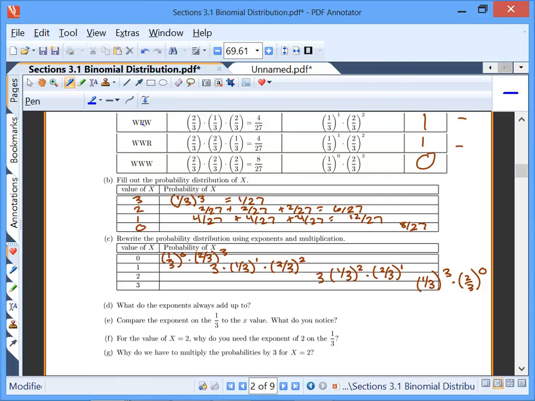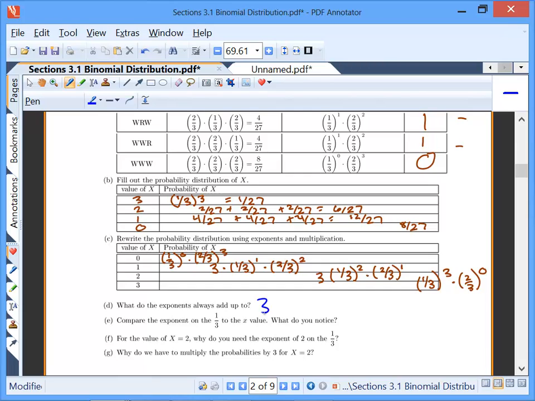So I want to ask you some questions to help you look for the patterns. So like, what do you notice that our exponents always add up to each time? 0 plus 3 is 3, 1 plus 2 is 3, 2 plus 1 is 3, 3 plus 0 is 3. So that's kind of interesting. They all add up to 3.